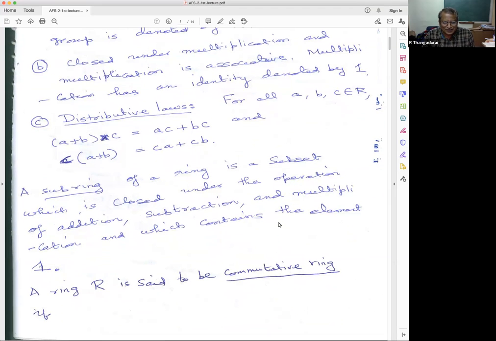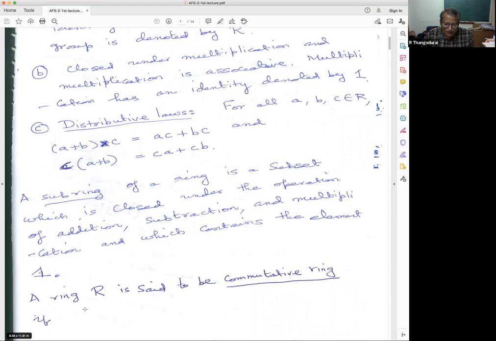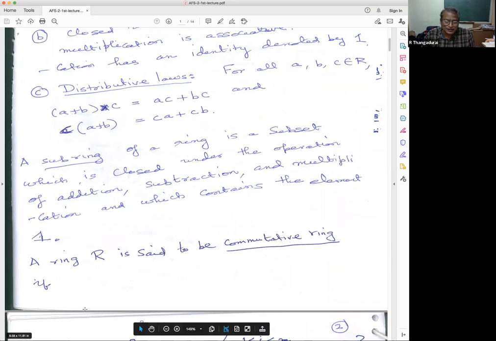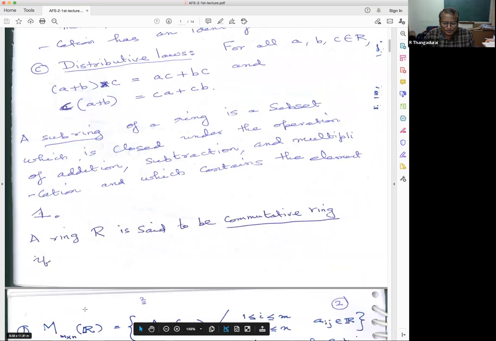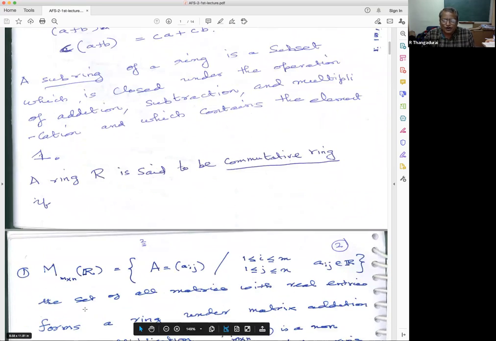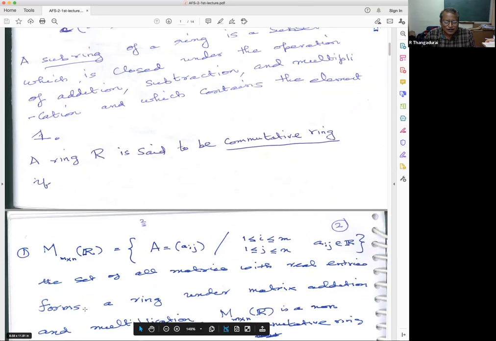Okay, so here I have not completed this line. A ring R is said to be a commutative ring if, with respect to multiplication, since with respect to one operation we already know it is an abelian group, the other operation should also be commutative. A cross B equal to B cross A for all A, B inside R.